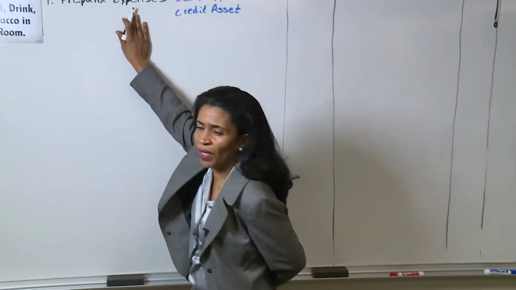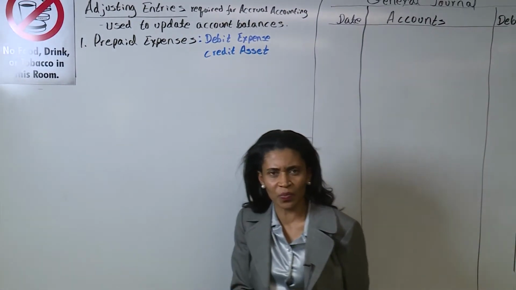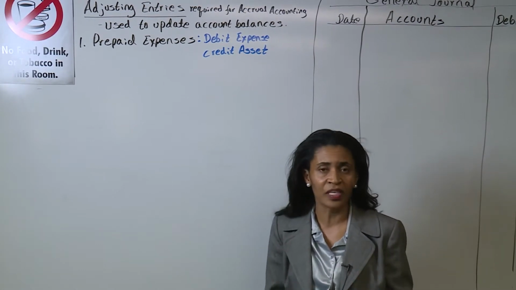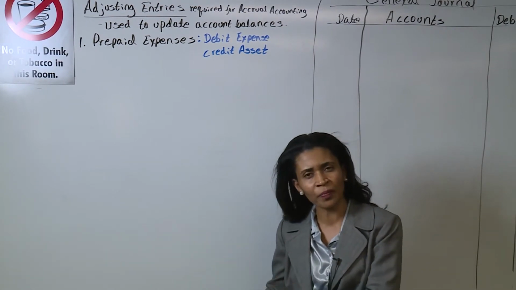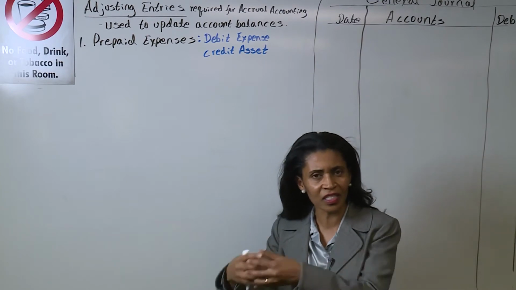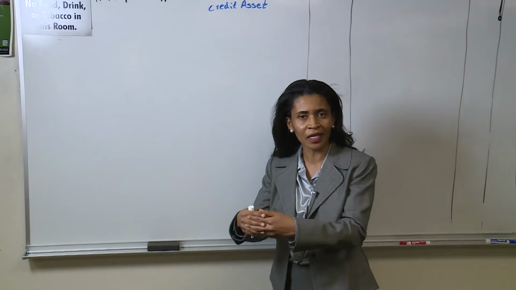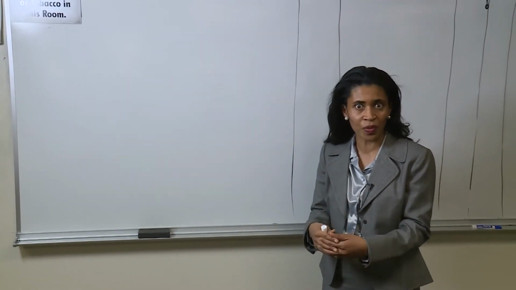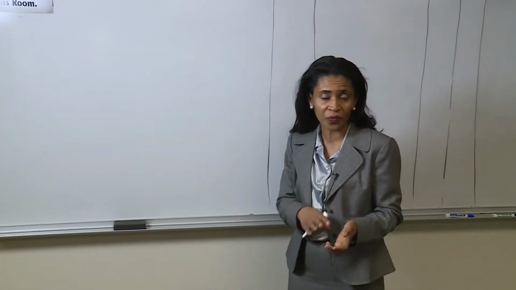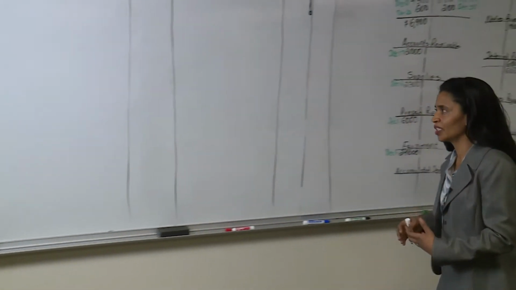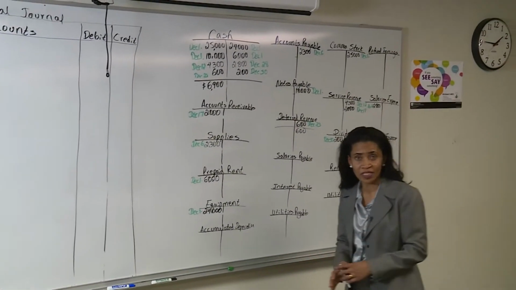Now, we have prepaid expenses. What does prepaid expense mean? If you remember, whenever we pay money for different assets, we kept them as an asset account. That is, basically, we paid ahead. And now, it's time to record some of the expenses that happen because of passage of time, because of usage. What does that mean? Let's go to the T accounts and see some of the examples.